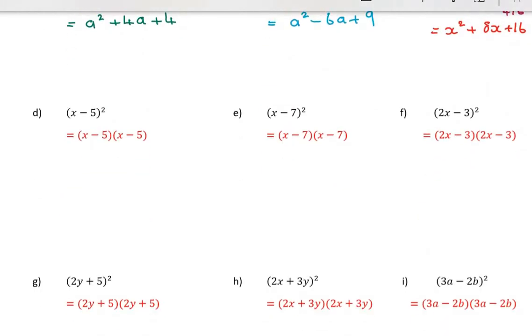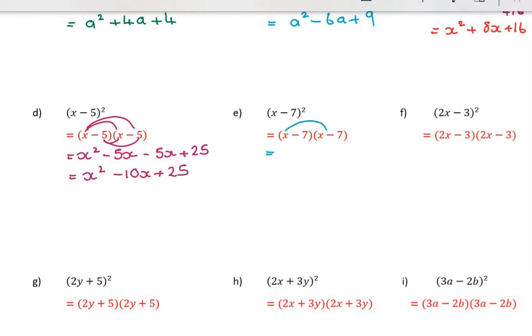Okay, moving on. x times x is x squared minus 5x. Now I'm going to stop changing color because it's fairly obvious. Minus 5x plus 25, which gives me x squared minus 10x plus 25. Don't forget every time that you're multiplying.